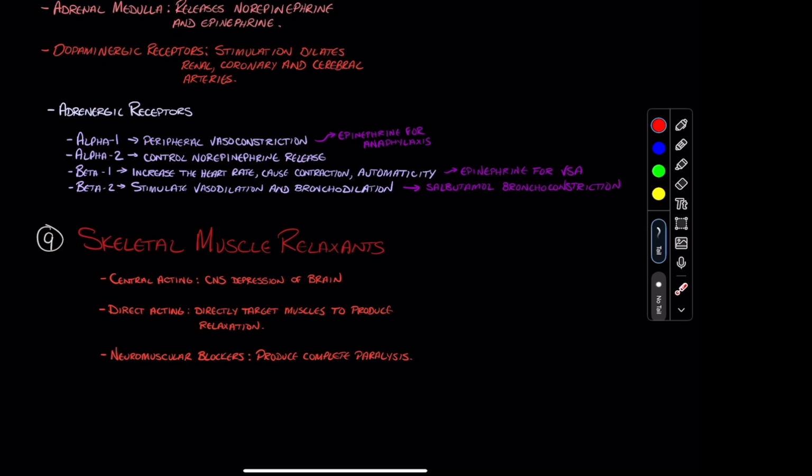Beta 1, so again, one heart, is going to be used to increase heart rate, contractility, automaticity of the heart. And again, we give epinephrine for that as ACPs for cardiac arrest. That might change in the future for PCPs as well. It's still something they're talking about. Then the final one is beta 2. And this is the one we typically give salbutamol for, so our Ventolin spray, right? So this is going to stimulate vasodilation and bronchodilation. And this is obviously the big one we want for asthma attacks and bronchoconstriction.